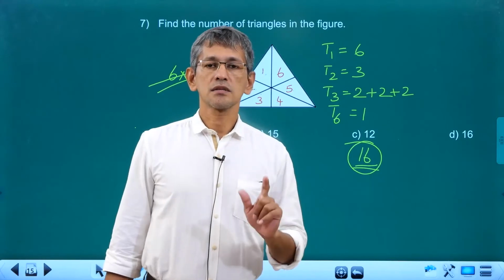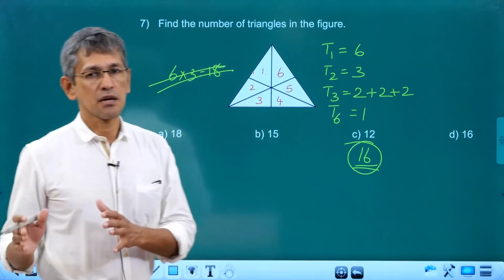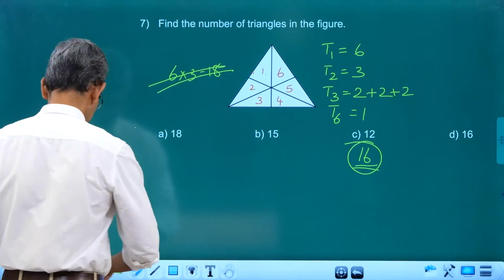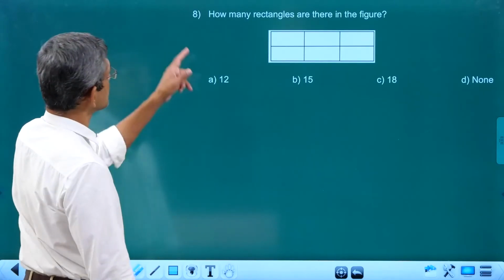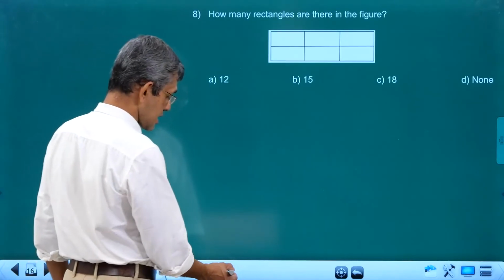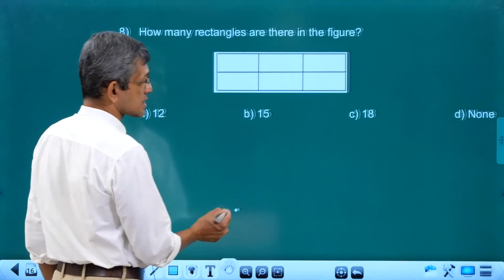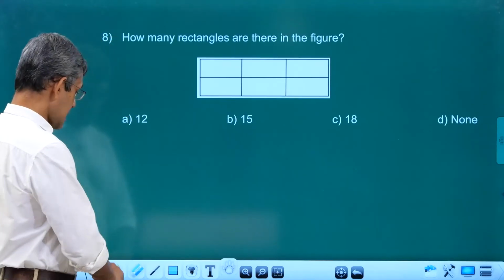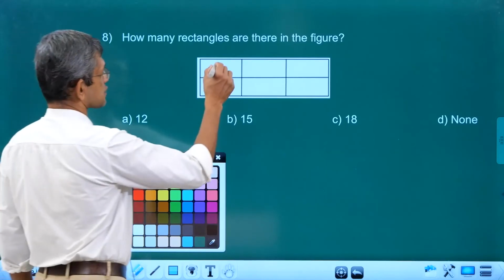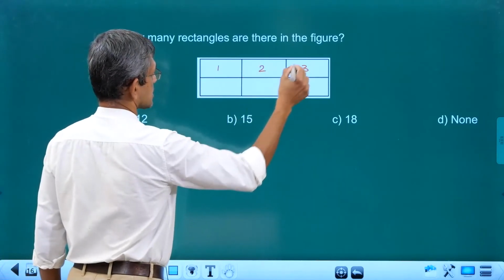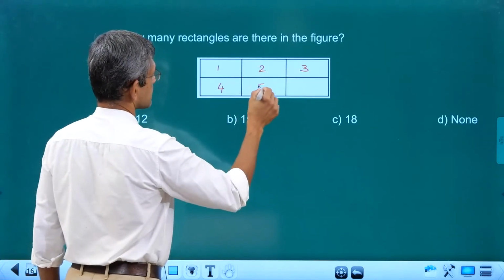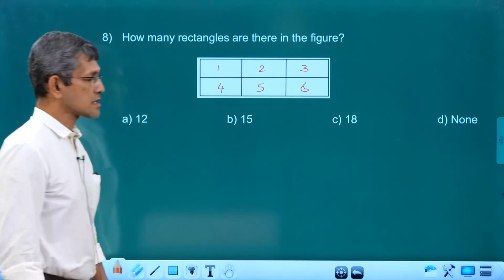Okay, so that is the sort of question that requires time. Be aware of that. Next one here. Okay, how many rectangles are there in the figure? Look at the number of rectangles here. At a glance, we see 1, 2, 3, 4, 5, 6. So how many rectangles are there?